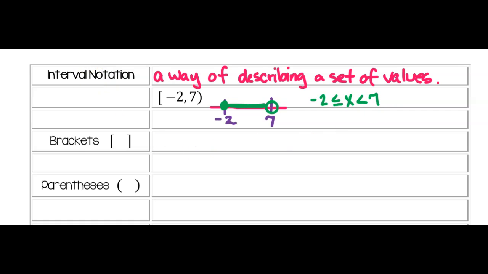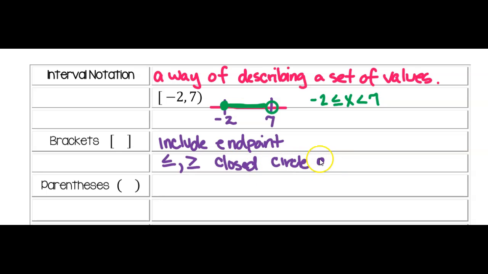So when we're writing something in interval notation, the brackets indicate that we are including the endpoint. And those would go with less than or equal to or greater than or equal to inequalities. So a closed endpoint or circle. So if you see a closed endpoint, you know you will be using a bracket.